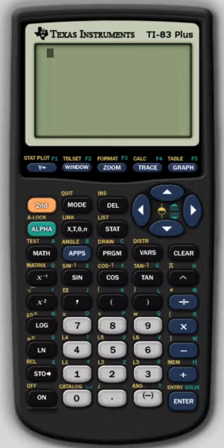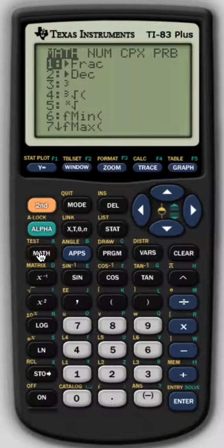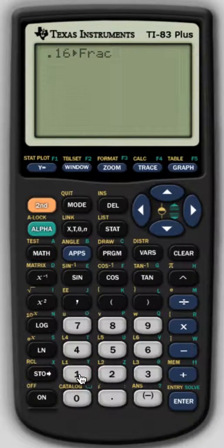That brings us to the next problem, this 0.16 with the 1/6 repeating. If I just enter the 0.16, notice I don't have to put the 0 in front of it. I can tell it math and choose number 1, make me a fraction, and it's going to give me 16/100ths, which simplifies to 4/25ths. But that's not the actual decimal that I have. What I have is 0.16 repeating.